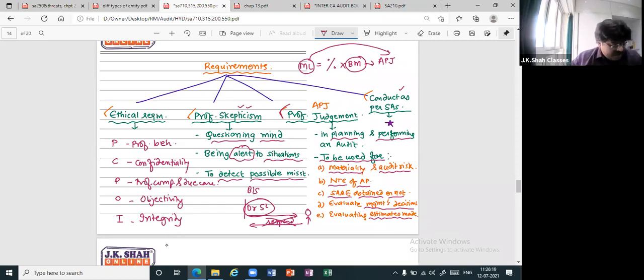Now, we have done most of the standards. Estimates here. Who makes estimates? Out of all, you did not understand this part. Who makes estimates? Management, no. Provision for depreciation, provision for tax, provision for bad debts.